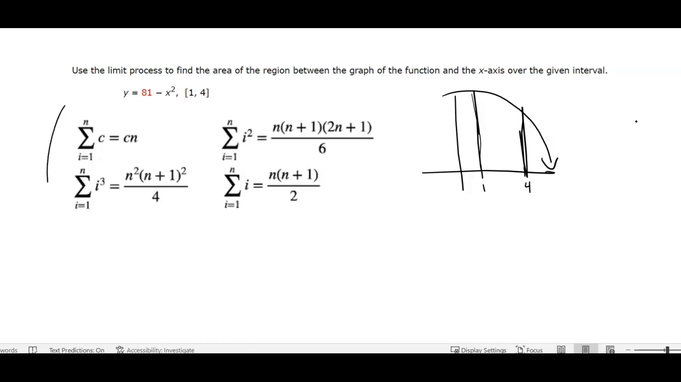Okay, I put all the formulas here. There's your 4 formulas. Then we're going to probably need a couple of these for this problem. The process is the same for all of these. We want to find the limit.